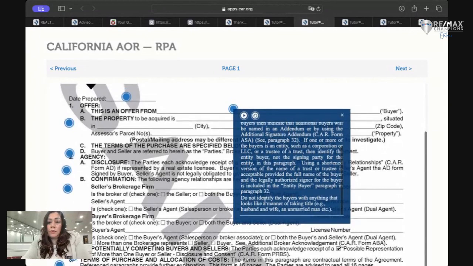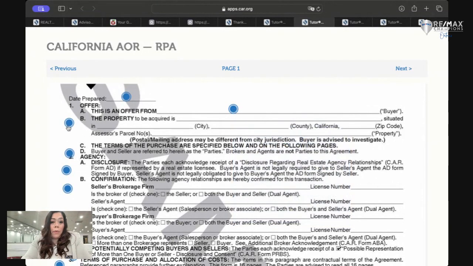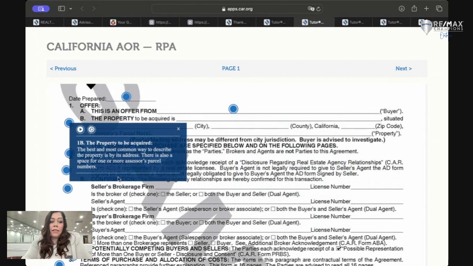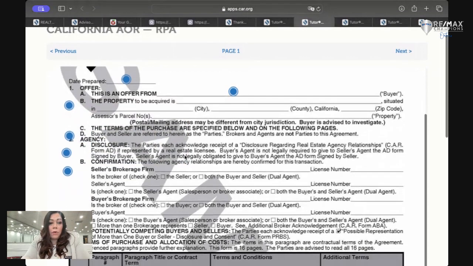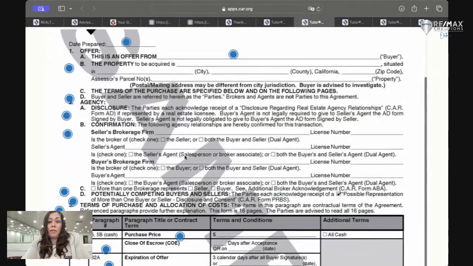Okay. So that's the buyer. And then the property to be acquired. This is the best and most common way to describe the property, that's the address. There are spaces there for 2 parcels or more, whatever you can fit there. Sometimes they do have more than one parcel.